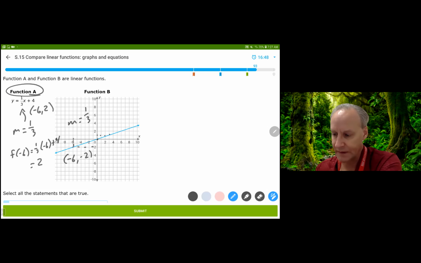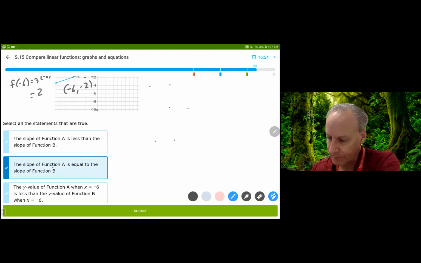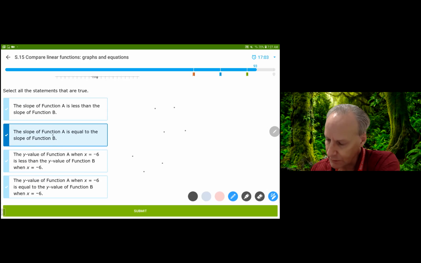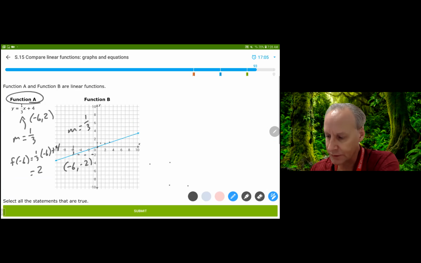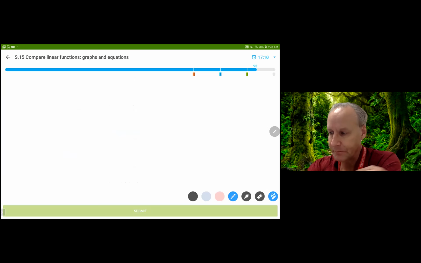Sorry, it's a little messy there. This one is going to be -6, -2. So the slopes are equal, and the y value on function A is larger. It's not equal, it's larger. So that's the only true statement, it looks like.